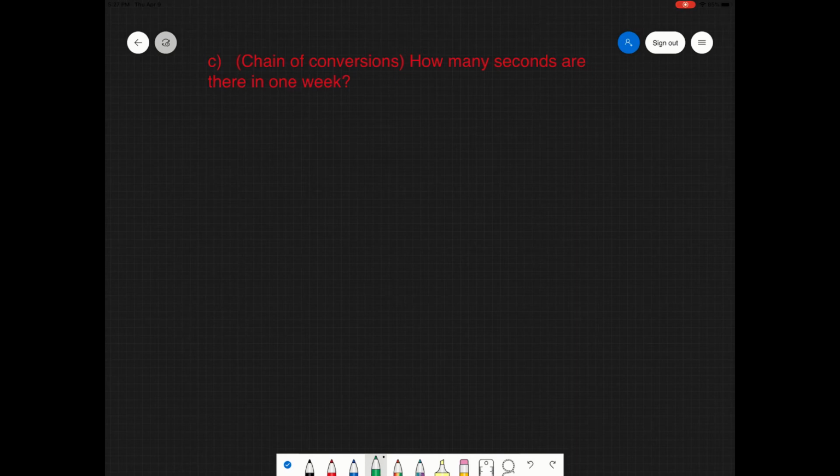In this example, we are going to use a chain of conversions to find out how many seconds there are in 1 week. Week and seconds are two different units of time. Recall that 1 week is equivalent to 7 days. 1 day is equivalent to 24 hours. 1 hour is equivalent to 60 minutes. 1 minute is equivalent to 60 seconds.